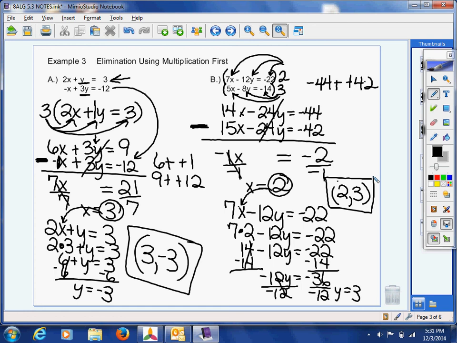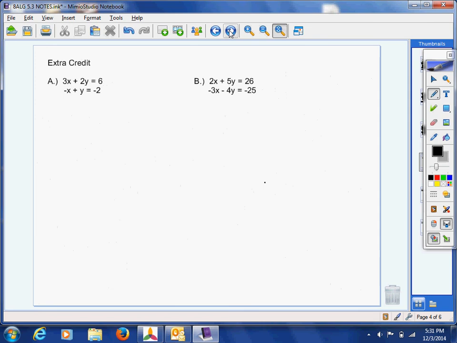Now, if you flip to that next page, I'm giving you not one, but two extra credit opportunities, okay? So I want you to try these. This is for extra credit. I'm going to be checking these tomorrow and seeing how accurate you are. So good luck with that. Please bring any questions you have to class.